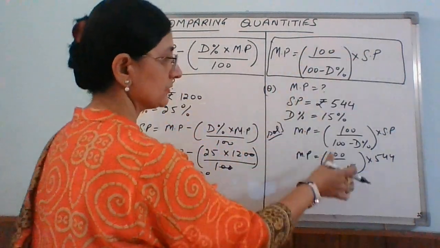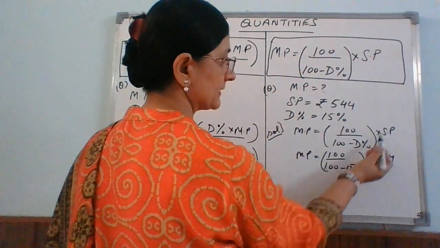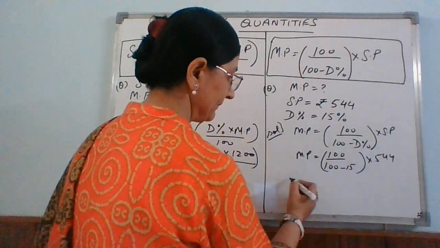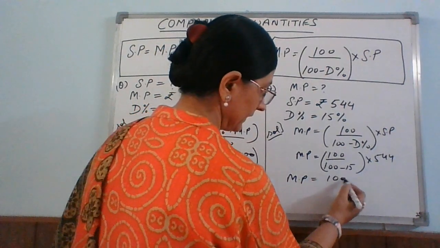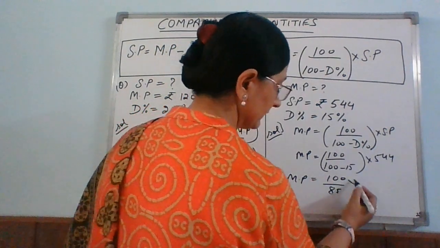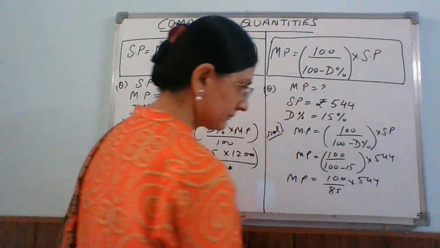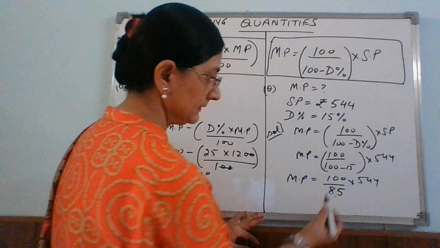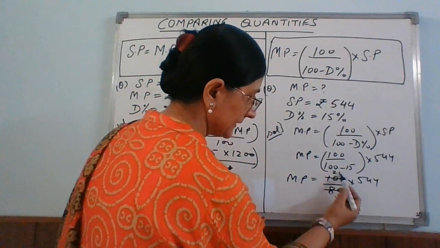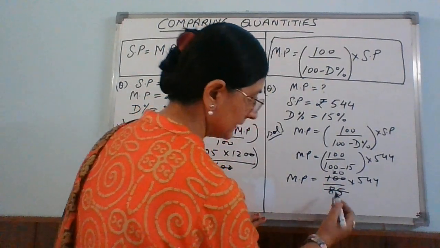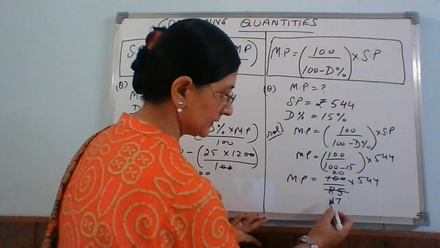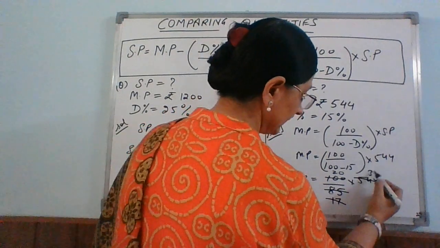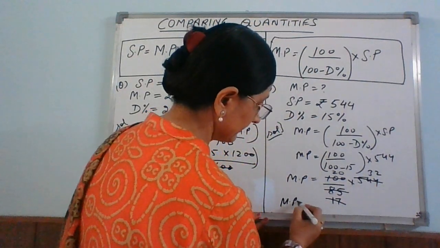Formula is here. Just write the formula 100 upon 100 minus discount into SP, right children? So just substitute the value of SP and discount. So you will be able to solve 100 upon, this is 85 here with 544, right? First I will cancel this with 5, right? Here 5 20s are, here 5 ones are 5, right? 5 sevens are 35. Now you can cancel it by the table. You can divide in draft. 544 divided by 17. So that will be 32.